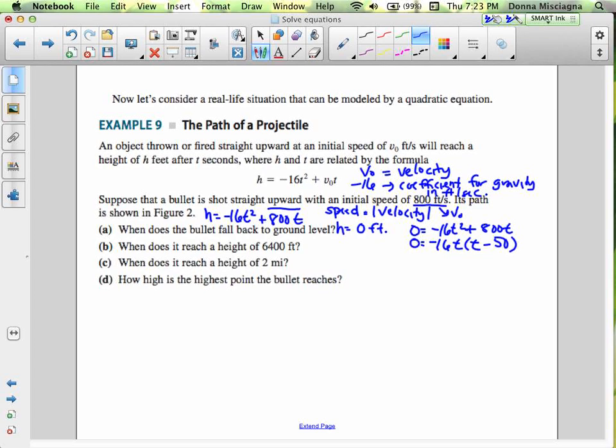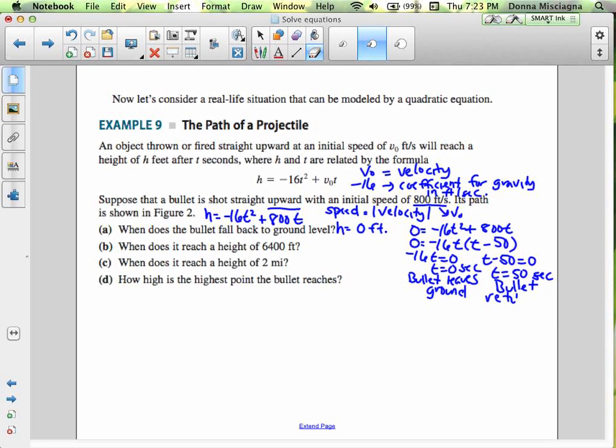So we have two solutions here. When negative 16t equals 0, so t is 0, this is when the bullet leaves the ground, right? And no time has gone by. t minus 50 equals 0, so t is 50, and we should put a unit of measure there, seconds. So at 50 seconds, the bullet returns to the ground. I'll just put bullet returns. I'm trying to stretch here and still be able to talk into the microphone.